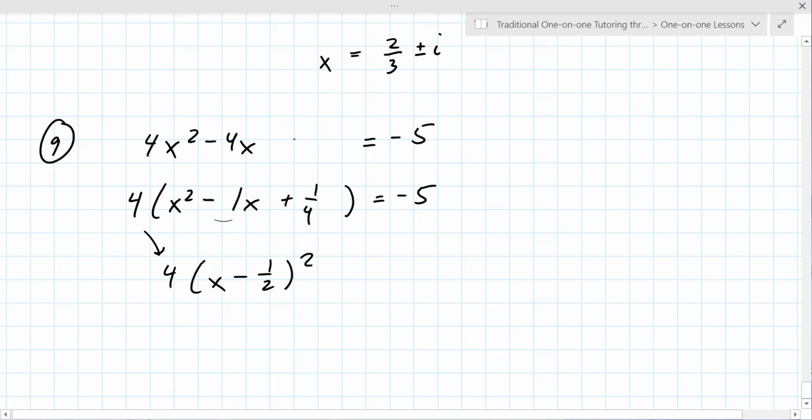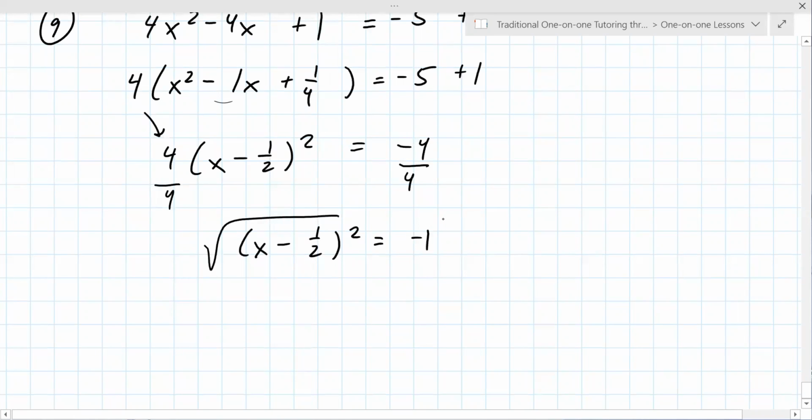When you distribute in, you get a +1, +1, +1, -4. I'm just combining these. Divide by 4, divide by 4. X minus 1/2 squared equals -1. Square root of both sides, just like the last problem. X minus 1/2 equals plus or minus i. X equals 1/2 plus or minus i.